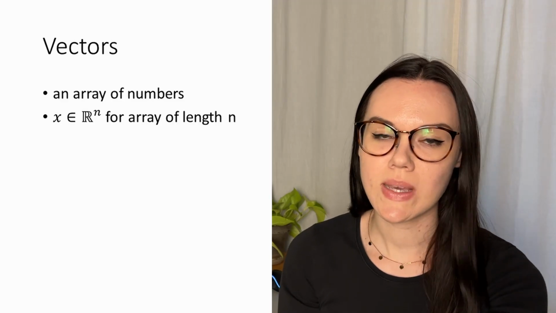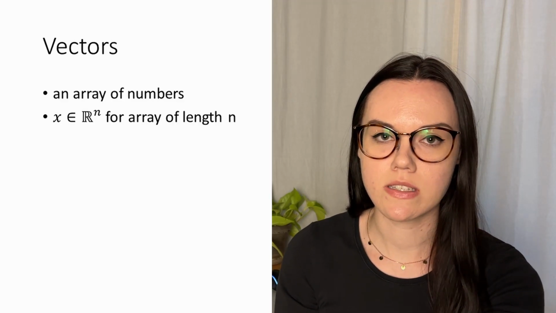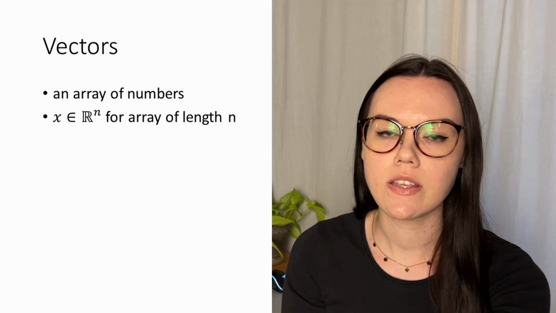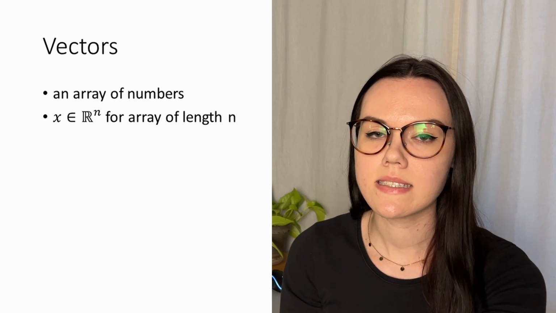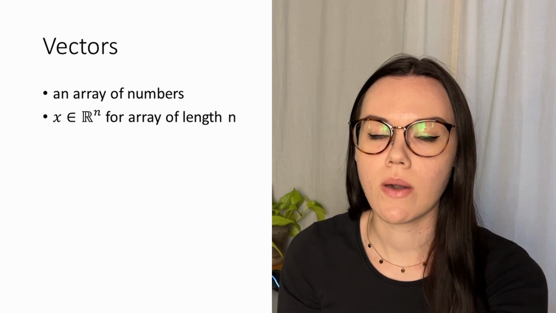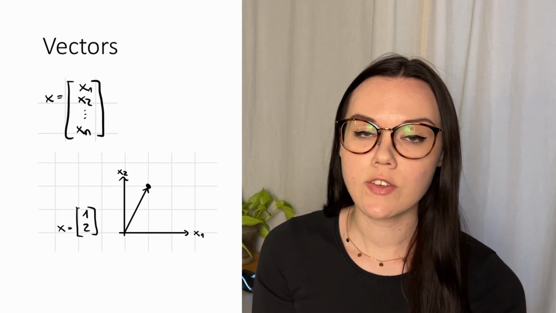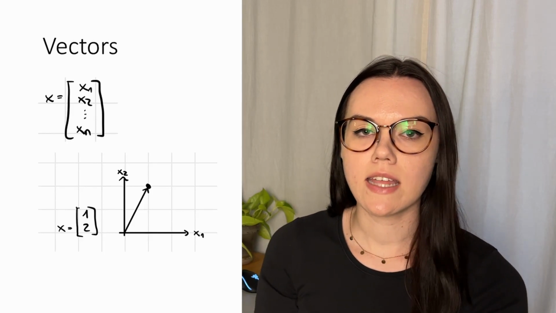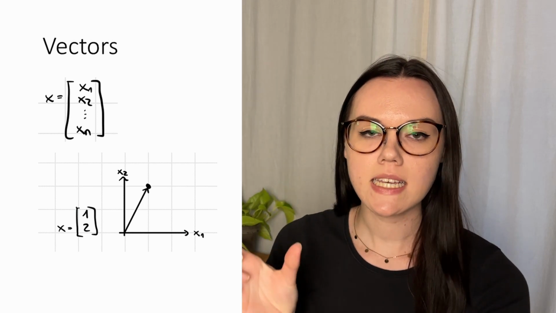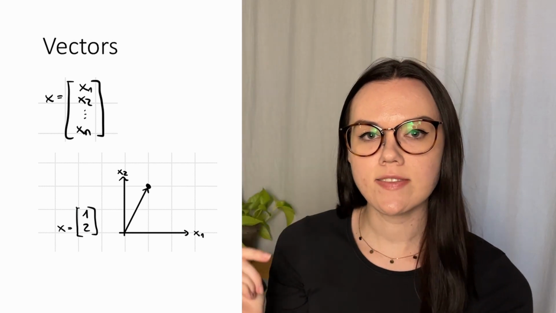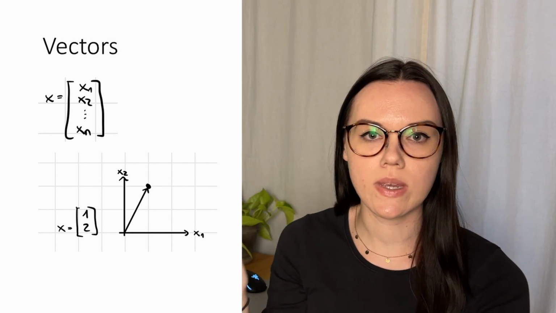Then the next thing are vectors. A vector is basically just an array of numbers or a list of numbers. And you write it as x out of R to the power n, for example, if it's a vector of length n. And then if you want to show the content of it, then oftentimes it's written as a column vector, and then the elements inside of it are x1, x2, x3, and so on.